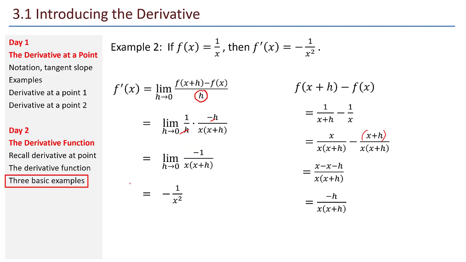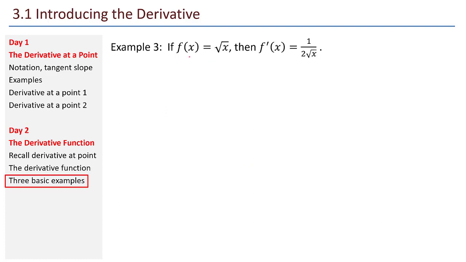Let's take a look at our final function. If f of x equals the square root of x, then its derivative is 1 over twice the square root of x. Let's prove that. For f of x, I always write out the definition at the beginning. It's good to set yourself on the right path. f prime of x equals the limit as h goes to 0 of f of x plus h minus f of x all over h.